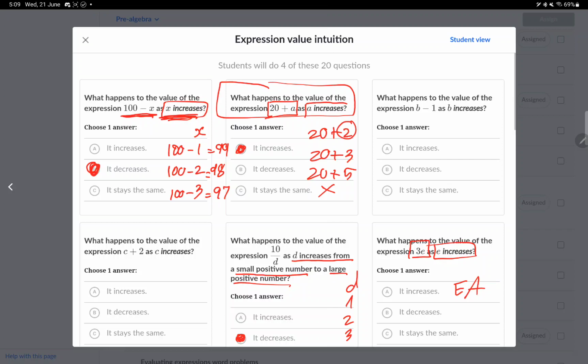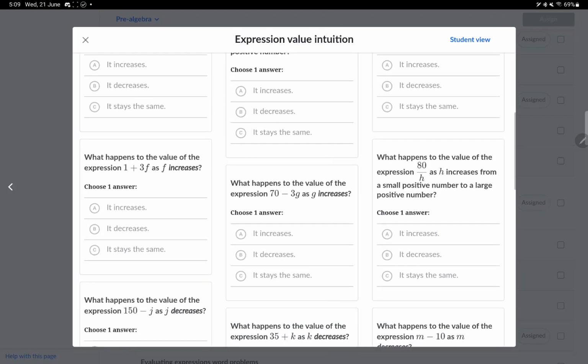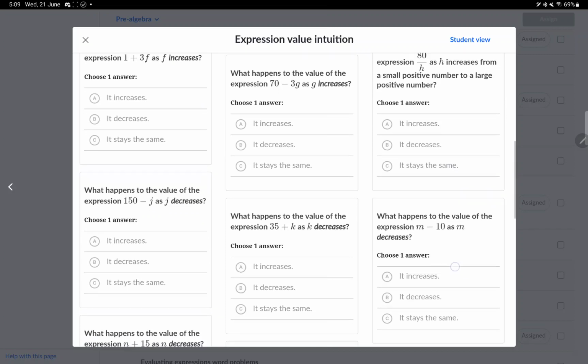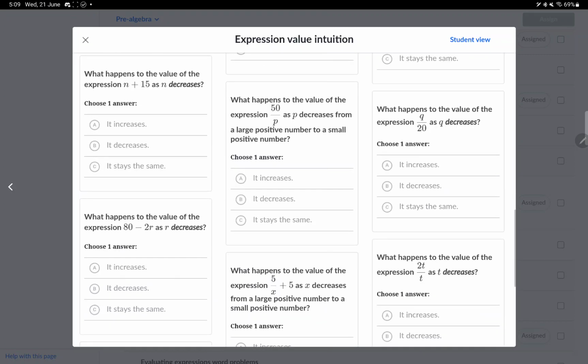So let me see if it's calling me. No. Yes, it would increase, right? Because like 3 times the number, if the number gets bigger, the whole product gets bigger. So yeah, this is about expression value intuition. Some of these are quite tricky. Okay, I'll let you guys try it out.